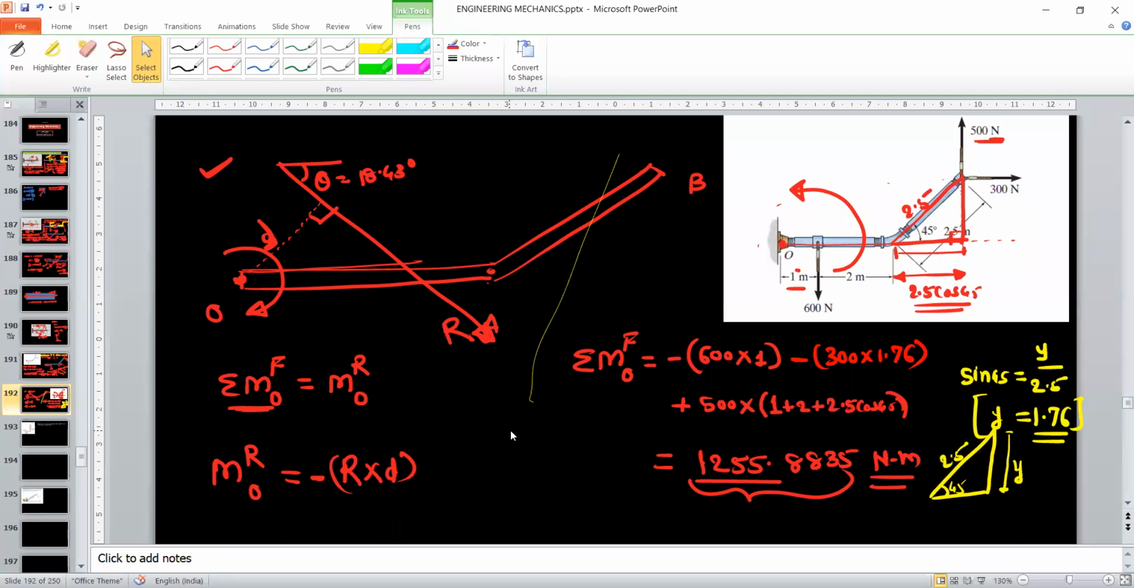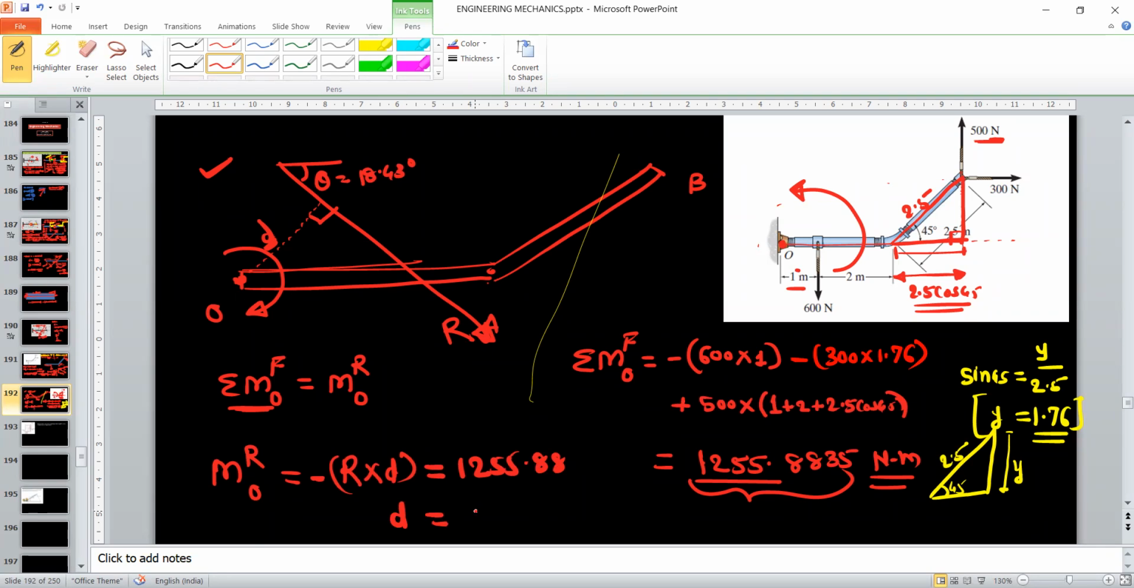Okay, so with this Varignon's theorem, we can write the equation as 1255. This is equal to minus r into d. Okay, so you can equate these two values. So this minus r into d is equal to 1255.88.